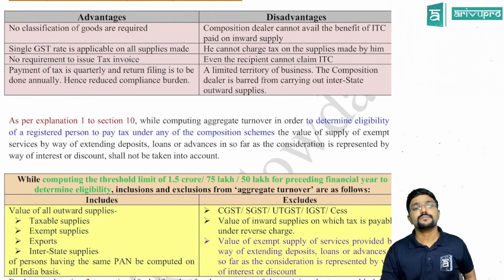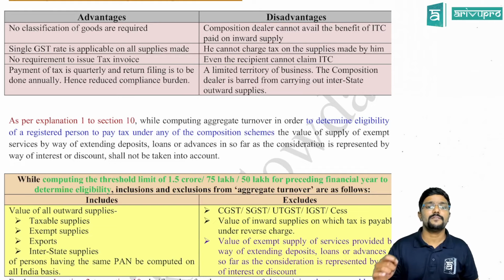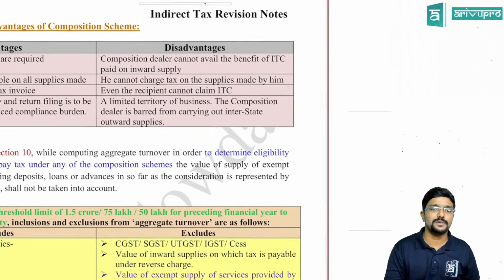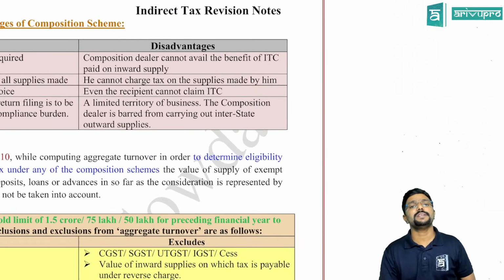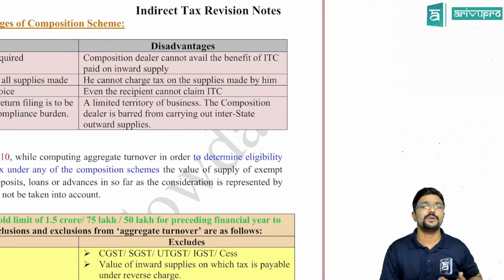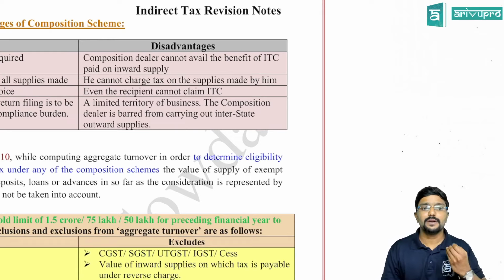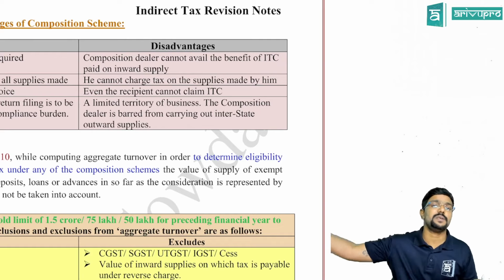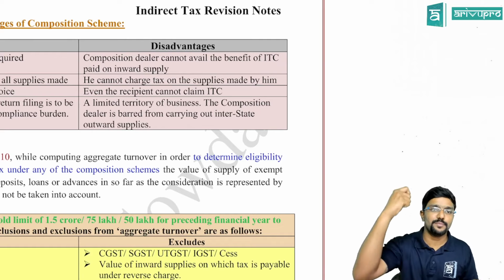Then no requirement to issue a tax invoice to the recipient. Then payment of tax is quarterly and return filing is done annually. So your compliance burden is reduced. Coming to disadvantages, you cannot claim ITC on whatever tax you have paid on your inward supply. Then he cannot charge tax on the supplies made by him. That is, he cannot collect the tax from the recipients. He has to pay out of his pocket only.